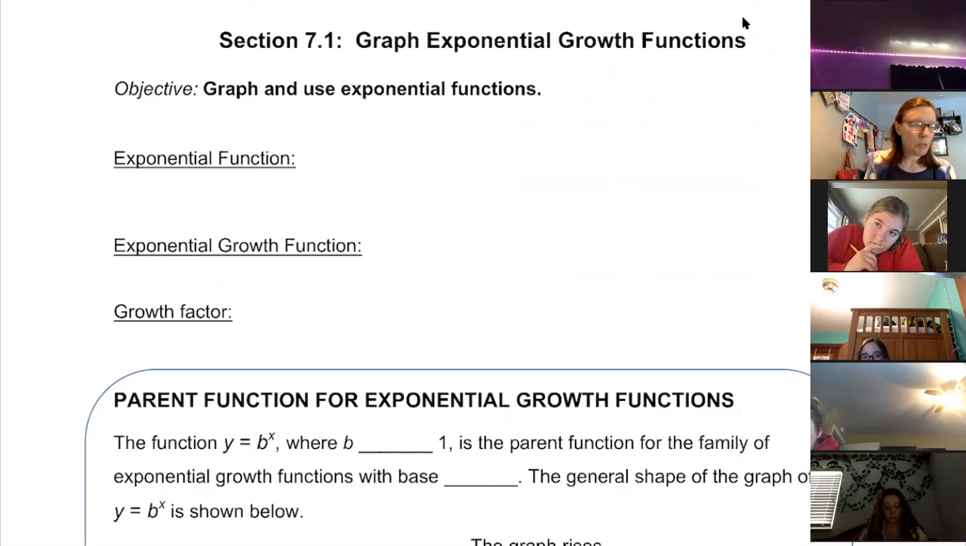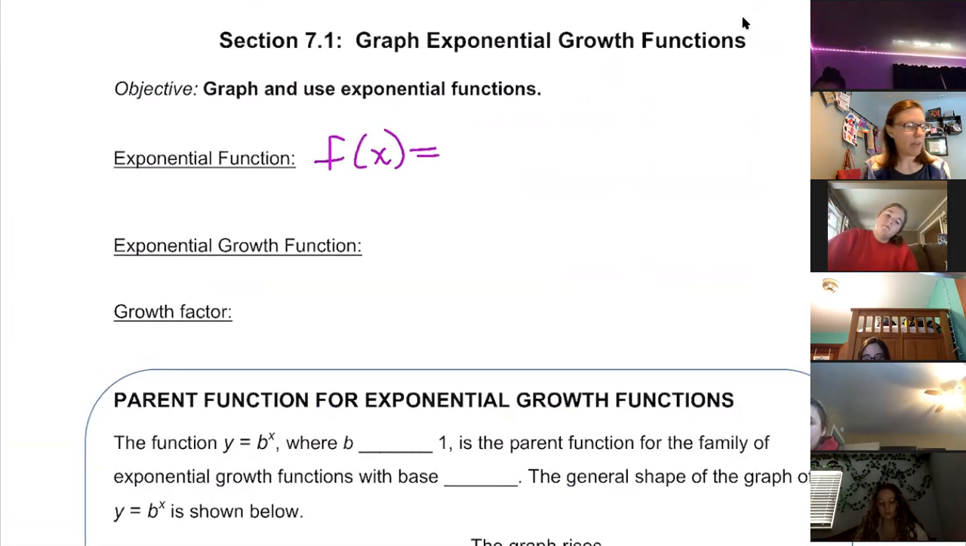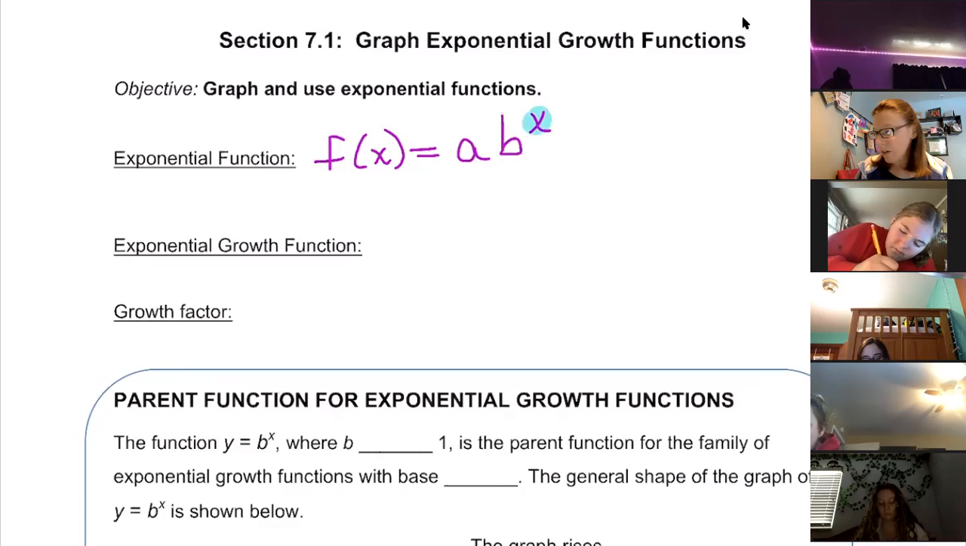first looking at an exponential growth function, and this is a special form. A function we now know is in that f of x notation. And the part that makes it exponential is the location of the variable. So our variable is now an exponent. So a times b to the power of x.